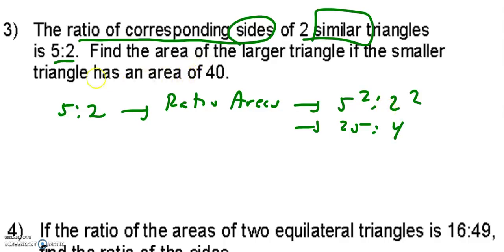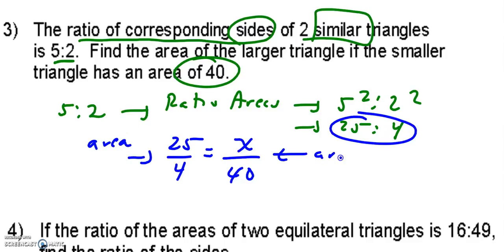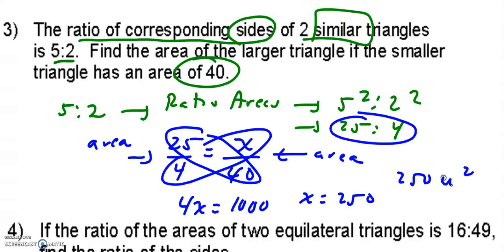Now I know that the smaller triangle has an area of 40. So if I think about using this proportion, larger triangle is to smaller, as larger triangle, which I don't know, is to the actual area of the smaller. The reason it works to use 25 over 4 is because this is the ratio of the areas, and this side also has to do with area. So now if I cross multiply, I would get 4x equals 1,000, and if I divide by 4, I would get x is 250, which means that my larger triangle has an area of 250 units squared.